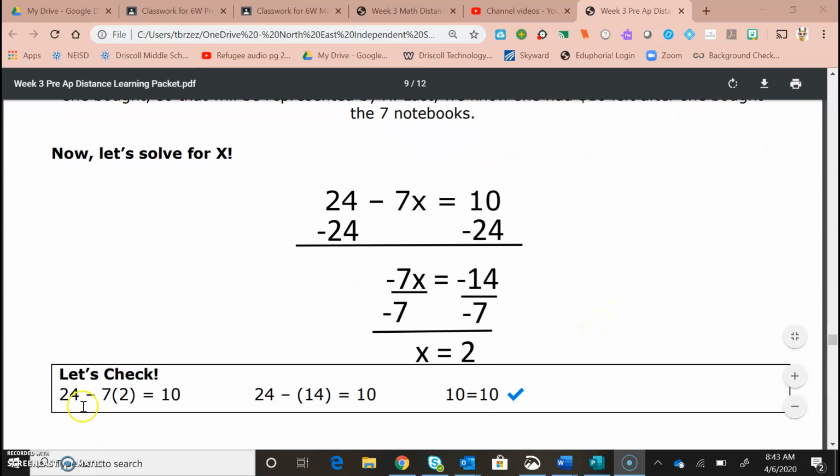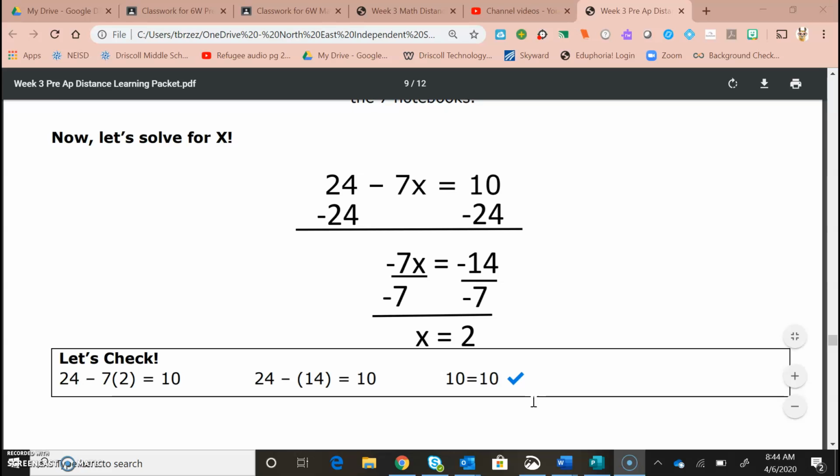So let's check it. 24 minus 7 times 2 equals 10. We know that 7 times 2 is 14, so 24 minus 14 equals 10, and 10 equals 10, so our answer does check out.